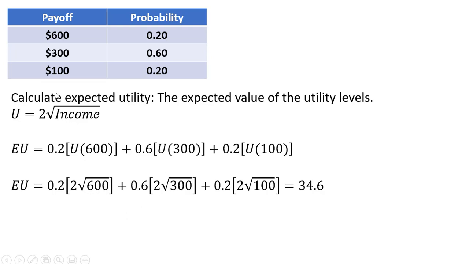Here again is our utility function, but this time plugging in 300 for income and doing the same thing for this last payoff of $100. Number crunching this, we get an expected utility of 34.6 units. Okay, I'll stop here.